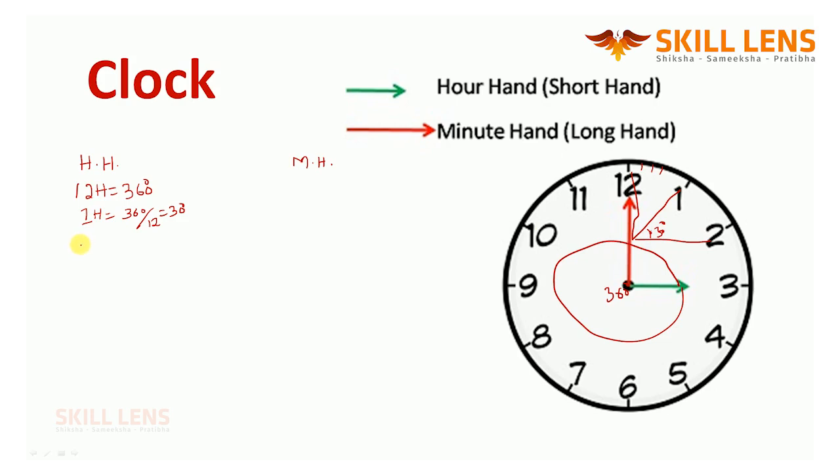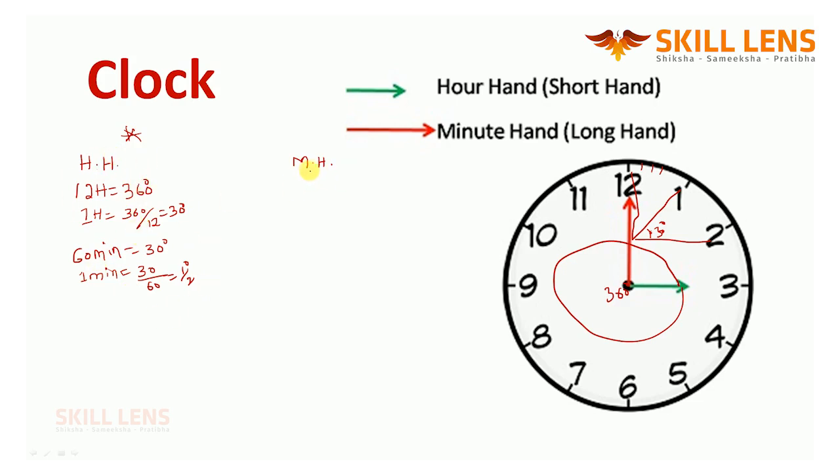So 1 hour will have how many minutes? 1 hour will have 60 minutes. 60 minutes is equal to 30 degrees. So I can write 1 minute is equal to 30 by 60, which is nothing but half a degree. So this is the knowledge you should have while solving, and it is the most important point, because every question is going to depend on these particular points only.